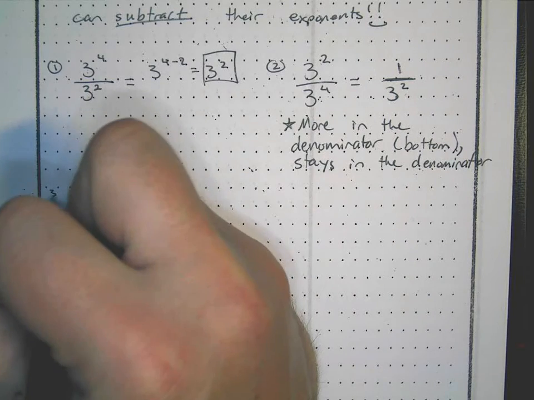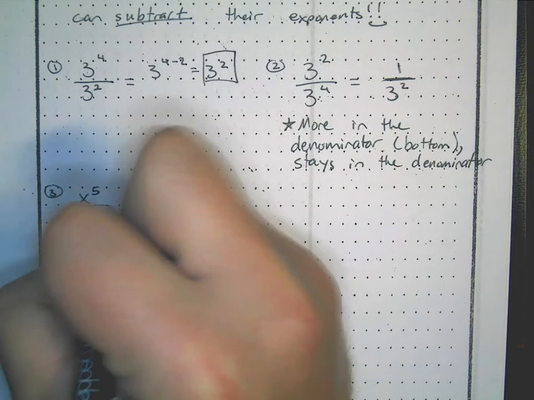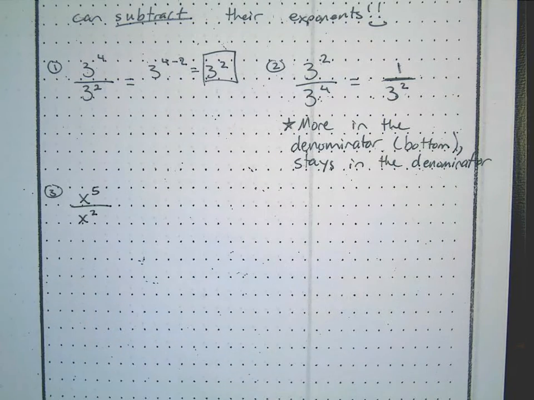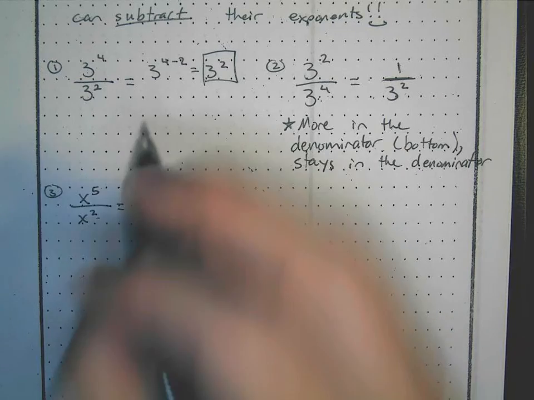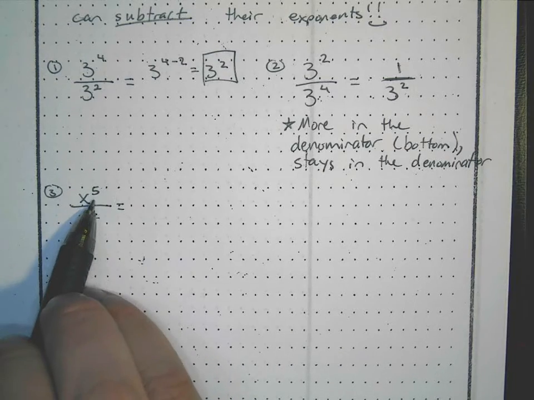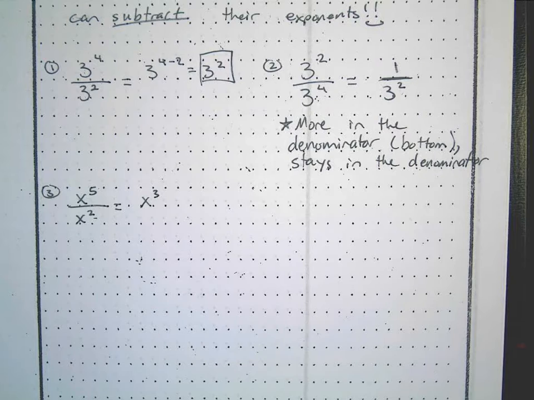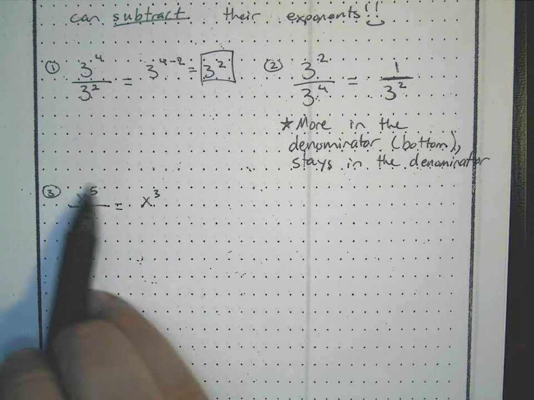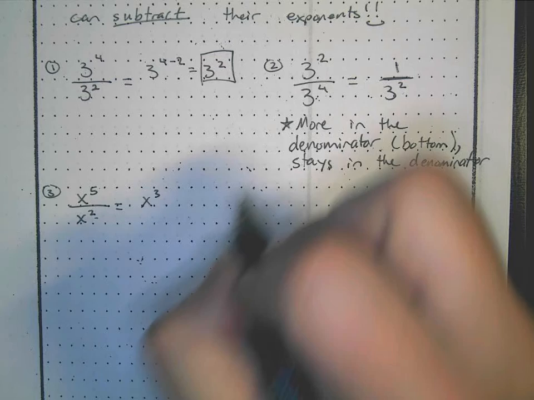So let's do another example. We'll do some variables. So let's say I had x to the 5th over x squared. I would do 5 minus 2 is 3, and there's more on top, so it's going to stay on top. There's 5 x's on top, so it stays on top, like so.